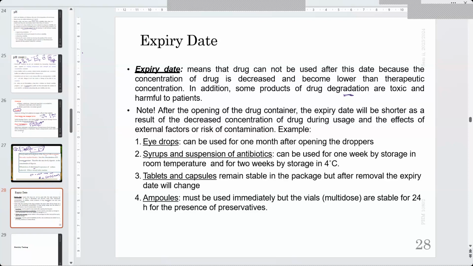the things that we mentioned before. This is related to the shelf life or use with storage. When we talk about storage, then we talk about expiry date.